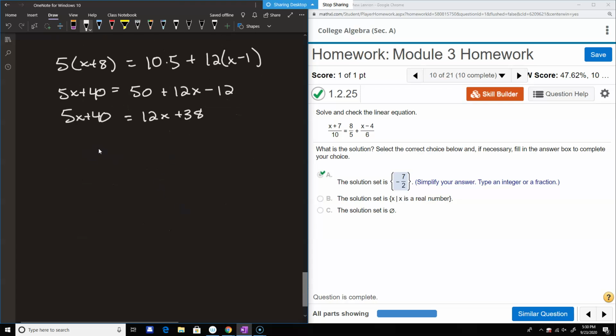Okay, so then we want to move our x's to the right, because 5 is smaller than 12. So I want to take away 5x. My x's are going to the right-hand side, so I want to make the 38 go to the other side, the left. So I'm subtracting 38. I'll be left with 2, and that'll equal 7x. So divide by 7, and we're done. So x is 2/7 in this example.